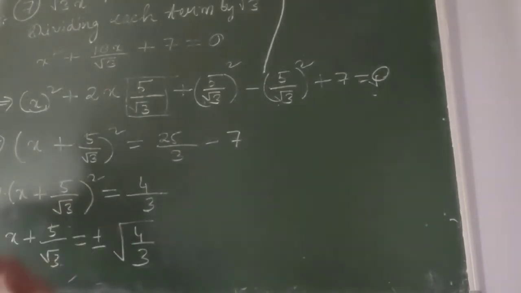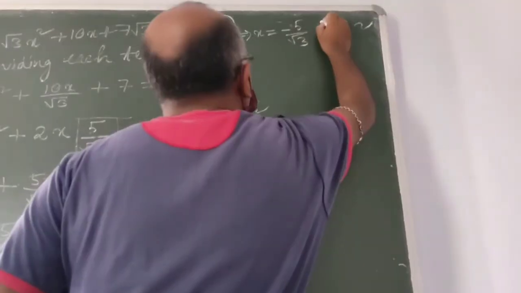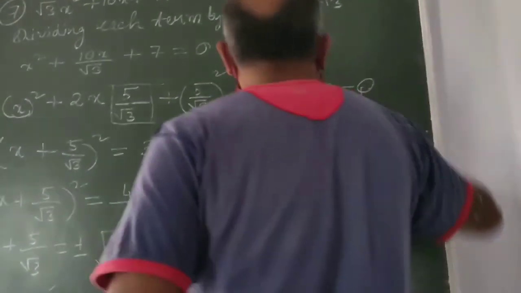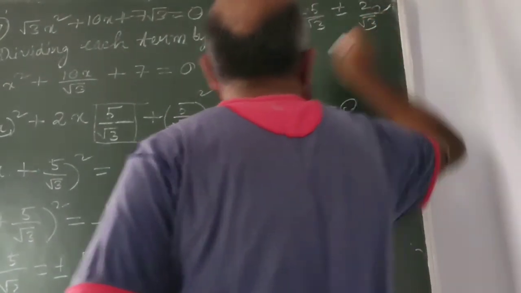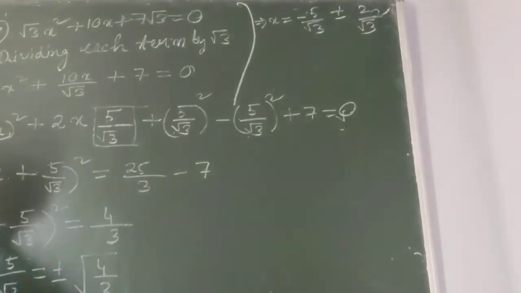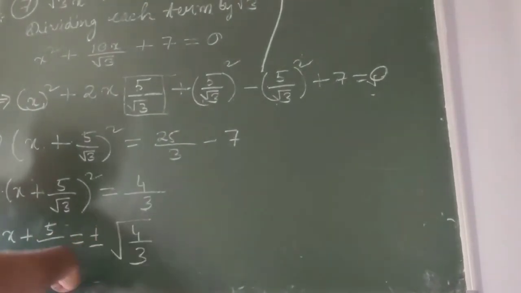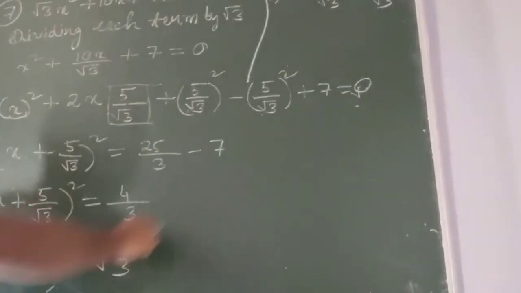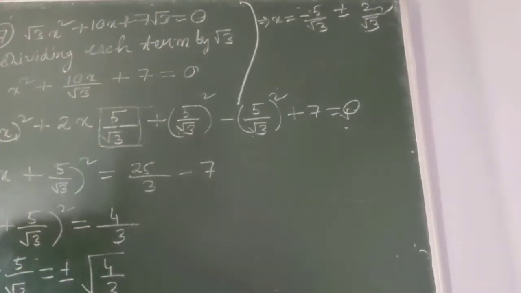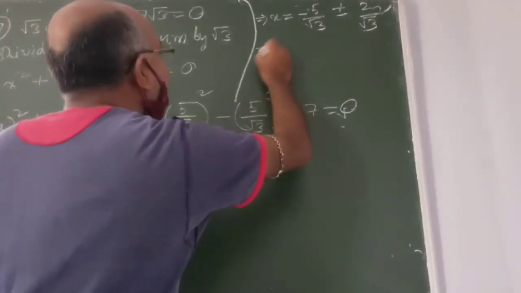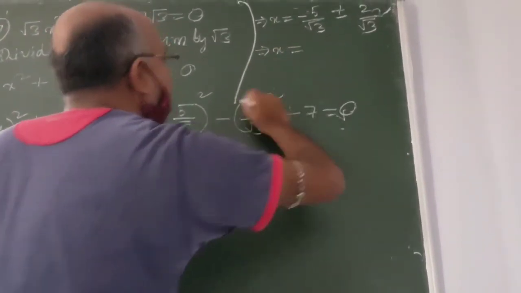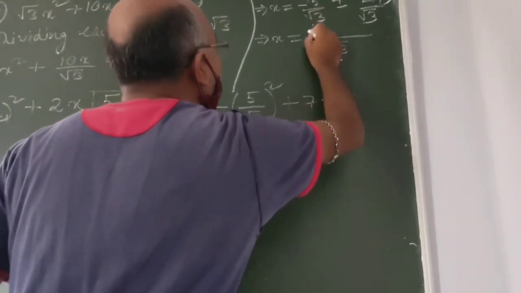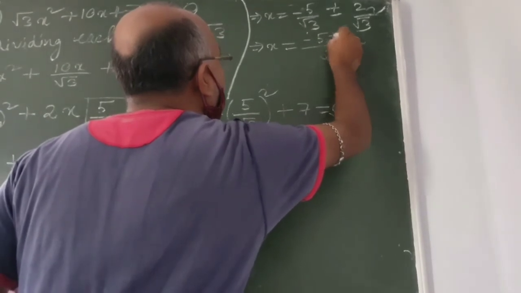Then plus minus root 4 is 2 by root 3. Try to understand it. What I did, 5 by root 3, I have shifted this side. It has become minus 5 by root 3. Plus minus, I have written plus minus. Root 4 is 2 and root 3 is root 3. Now what can you take? You can take LCM. X equal to, what is LCM? Root 3 is your LCM. Root 3 cancel. You get minus 5 plus minus 2.